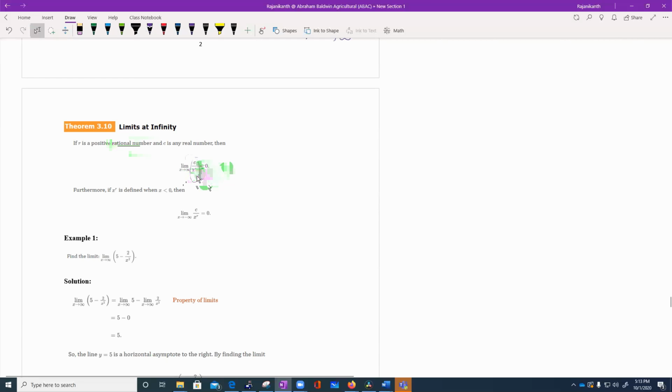When x goes to infinity, the denominator gets bigger and bigger. So you are dividing some number c by a very, very big number. So your answer is very, very small, and the smallest possible number is 0. Therefore, your answer is 0. So you could use this result to find limits. For example, think of finding the limit as x goes to infinity of 2 over x to the power 5.